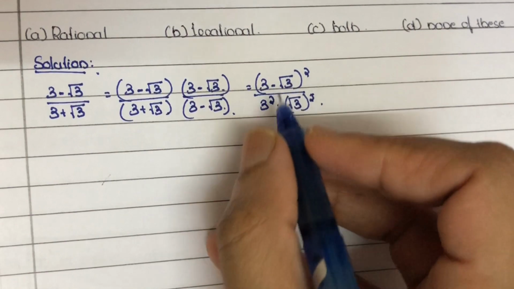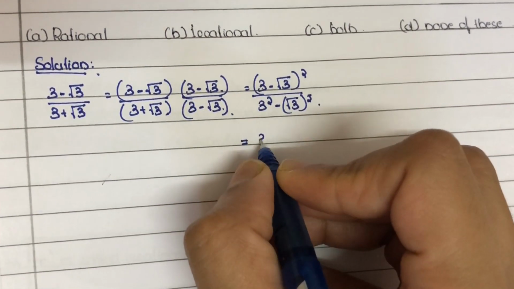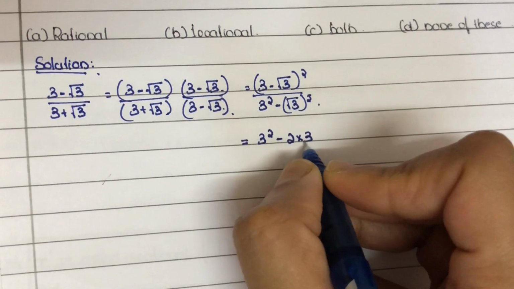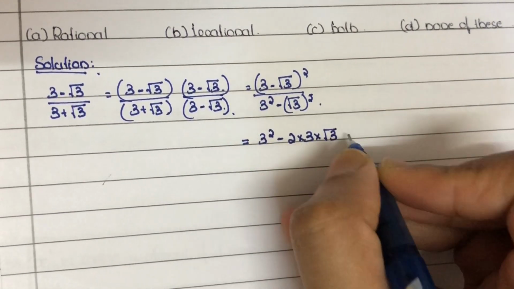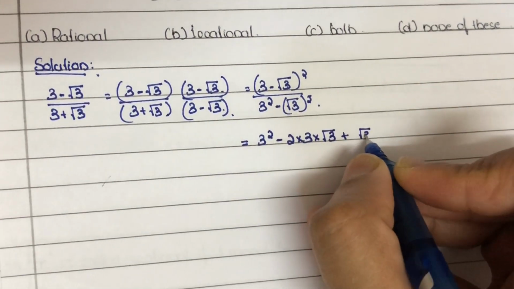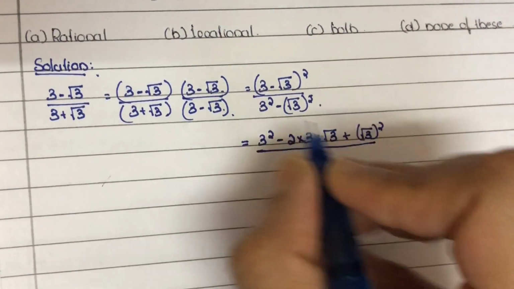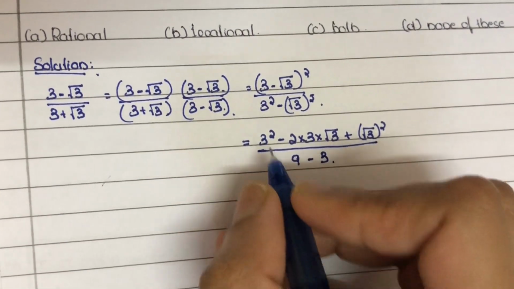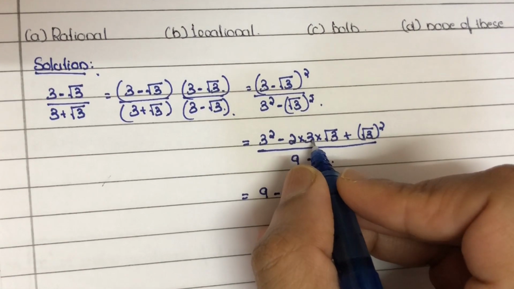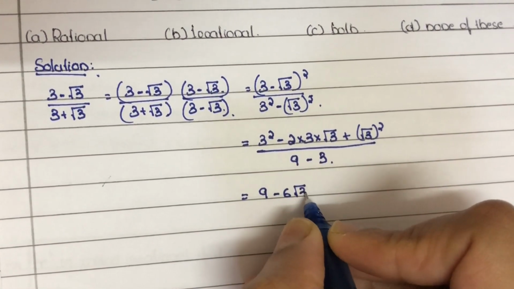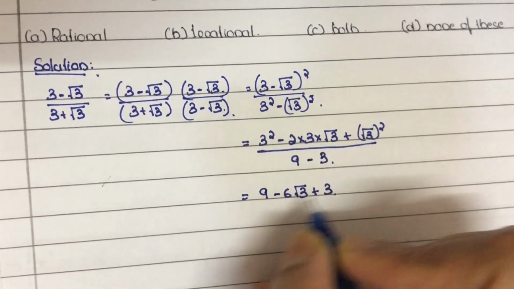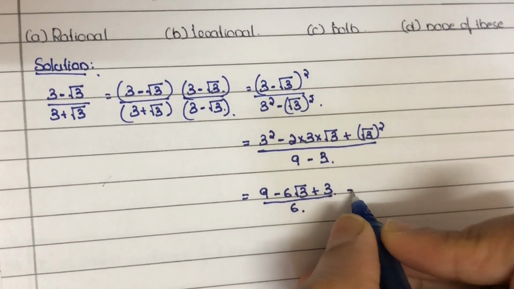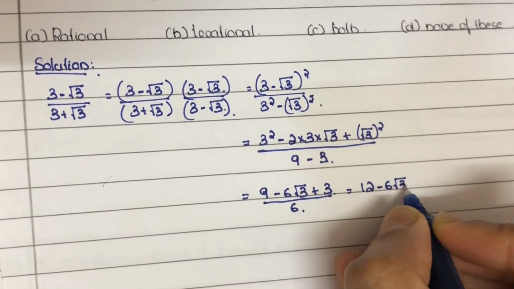Now what is (a - b)²? a², that is 3², minus 2ab, 2 into a which is 3 into b which is √3, plus b², √3 whole squared. By 3² is 9 minus √3 squared is 3, equal to 3², 9, minus 2 into 3, 6√3, plus √3 squared, 3, by 9 minus 3 is 6. Next 9 plus 3 is 12 minus 6√3 by 6.